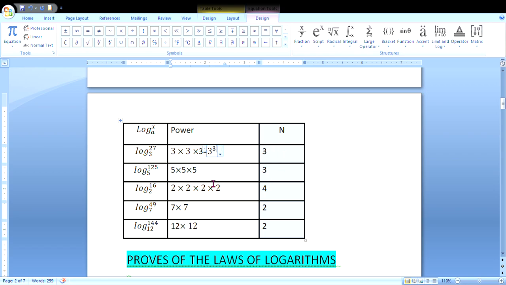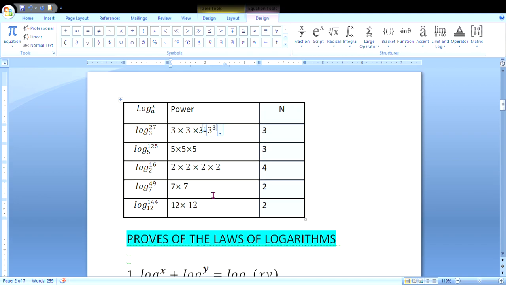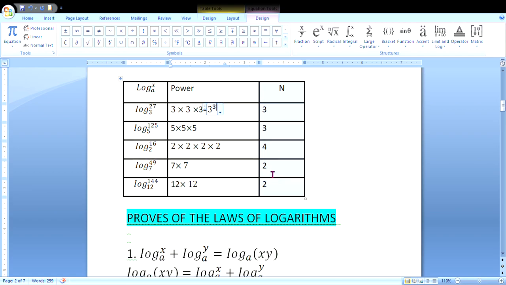Now similarly we have log 125 to base 5. How many times does the base, which is 5, multiply itself to give 125? It's 3 times. 5 times 5 times 5 gives 125. So therefore log 125 to base 5 is 3. Similarly, log 16 to base 2. How many times does 2 multiply itself to give 16? It is 4 times. So that means log 16 to base 2 is 4.